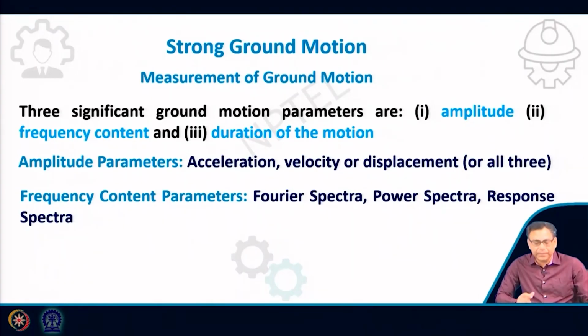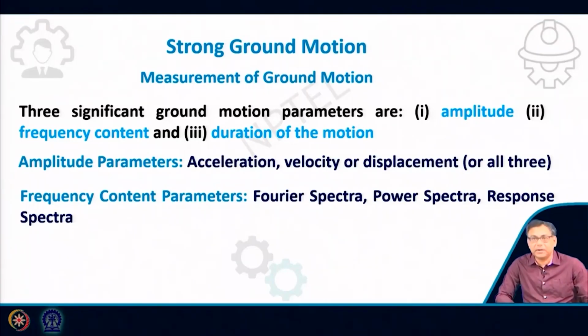So, in measurement we can measure the acceleration time history, or we can measure the displacement time history. If we measure the acceleration, then we can get the velocity and the displacement by integrating it, and if we measure the displacement, then we can get the velocity and the acceleration by differentiating it. So, we will get these parameters.